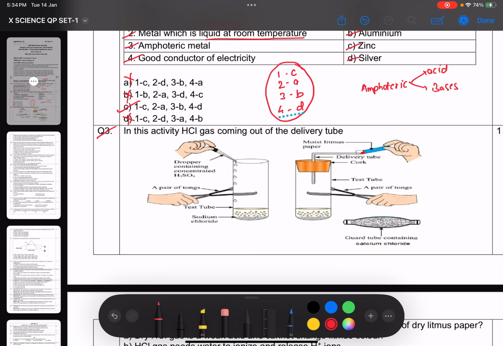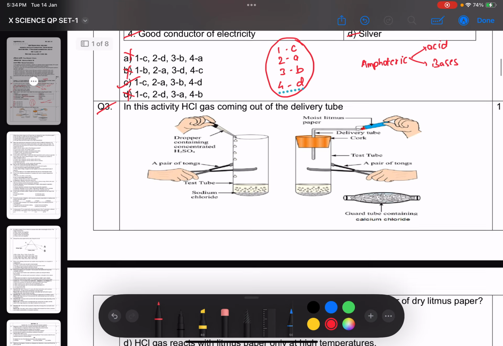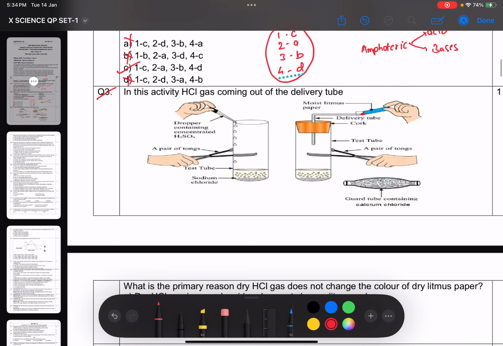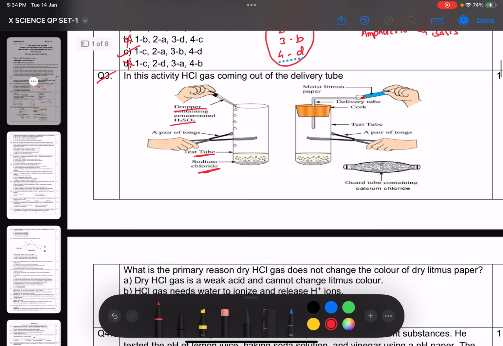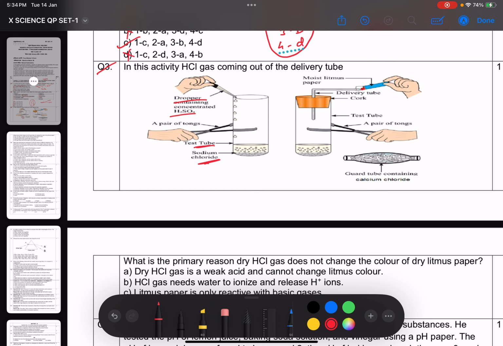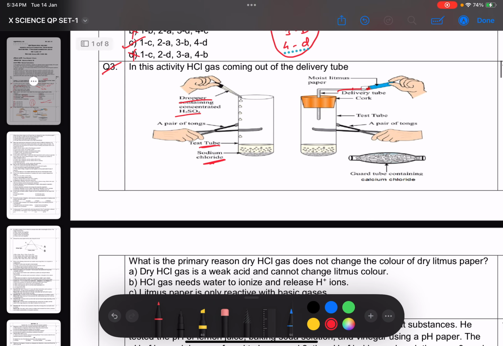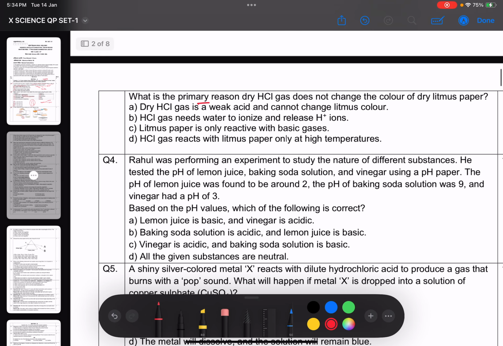Question number 3. In this activity, HCl gas is coming out of this delivery tube. We have sodium chloride in a test tube, and we are dropping sulfuric acid onto this sodium chloride. So HCl gas is coming out from this delivery tube. The question says, what is the primary reason dry HCl gas does not change the color of dry litmus paper? We have the dry HCl gas and dry litmus paper. So why is this dry HCl gas not able to change the color of this litmus paper?